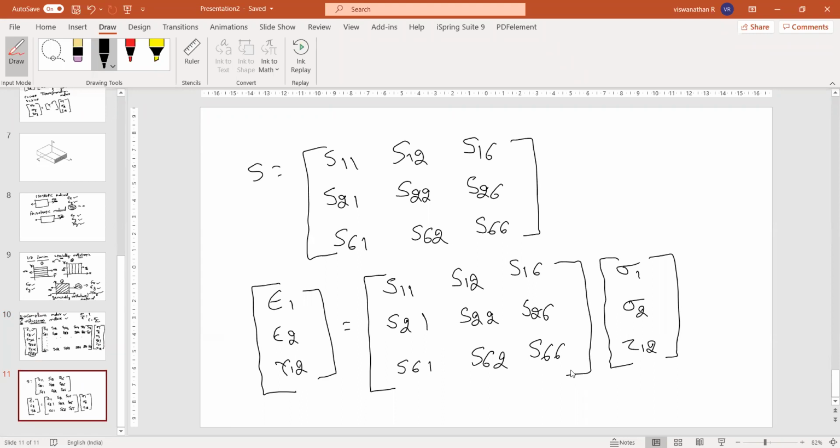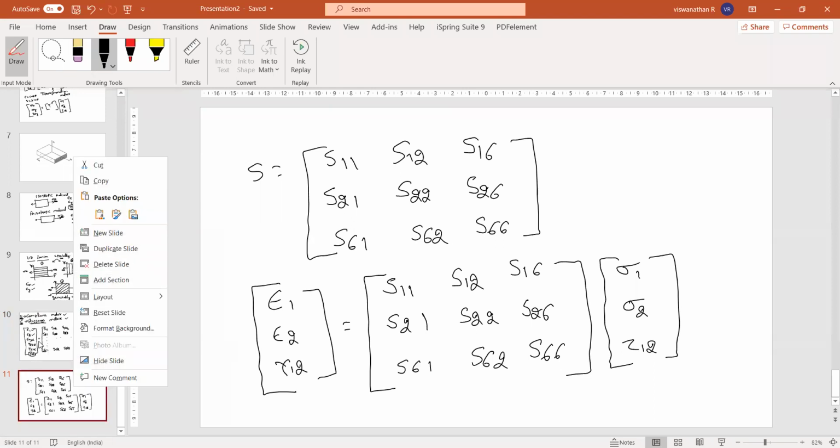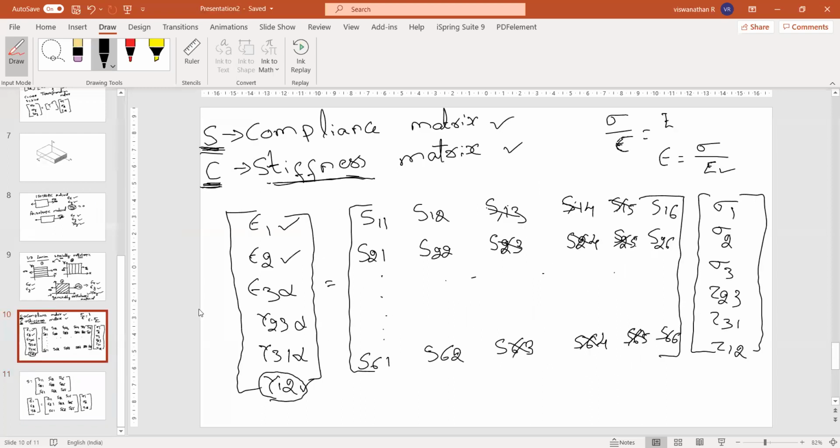Now this is for the compliance matrix. If I have to write the same thing for the stiffness matrix, then all the stress terms will be on the left side, the strain will be on the right side, and what will I have here?